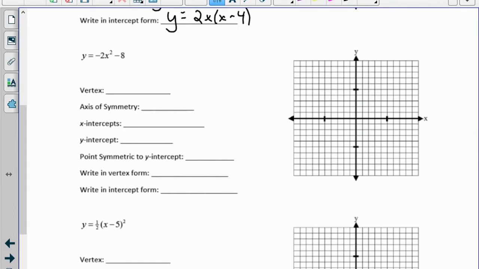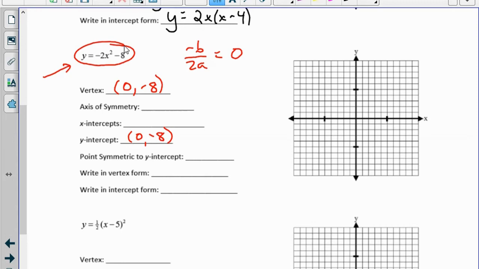Second problem, y equals negative 2x squared minus 8. One thing that you want to notice about this problem is that there's no b. Because there's no b, that means the x value of the vertex is very easy to get. Since the x value of the vertex is negative b over 2a and b is 0, that means the x value of the vertex is 0. If you substitute that in, you get negative 8. Which also represents the y-intercept, which you can figure out since this is in standard form right away.